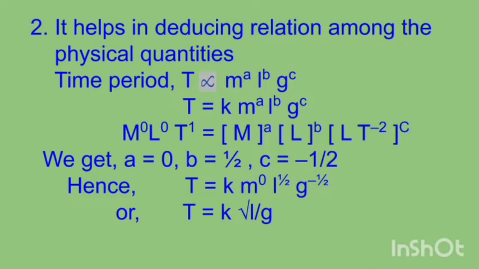Hence, the time period t is equal to k times m to the power 0, L to the power half, g to the power minus half, which is equal to k times under root L by g. By another method, the value of constant k is found equal to 2 pi. Dimensional analysis does not help in finding the values of constants. This is the limitation of dimensional analysis.